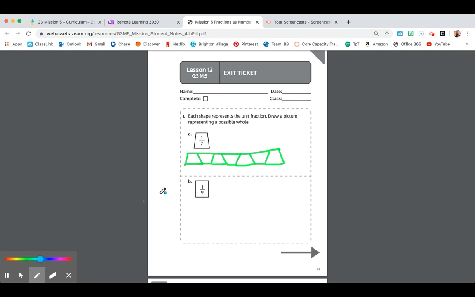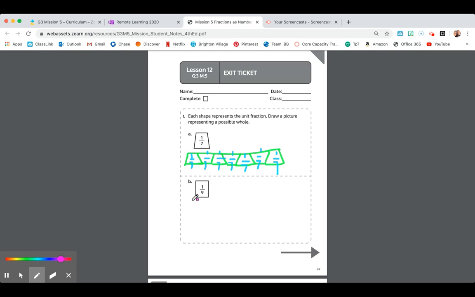Each of these will equal 1/7, 1/7, 1/7, because there are 7 of them, and each piece is one equal-sized piece, and 7 would make up the whole. Hopefully your drawings are much neater than mine.